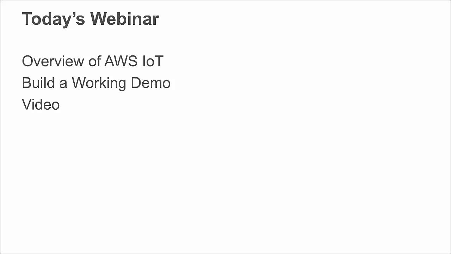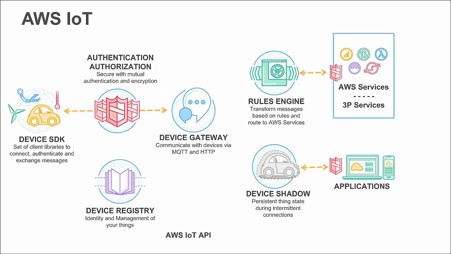Today's webinar is going to have an overview of AWS IoT. There's a lot of components involved, and so I'm going to try to hit each one from a high level and give you a grounding of all those components. And then we're going to build a working demo. We're going to go end-to-end, install one of the SDKs, create certificates, get it connected, and actually try to build out a use case. And then at the end, I'm going to show that use case actually working on some hardware in our lab. So we've got a little video of that. Let's just jump into it.